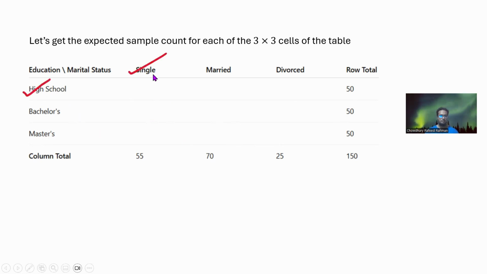Let's say for example high school and single. So we are going to get 50 and 55 right here, multiply them together and divide by 150. Very typical thing. I think we all know how this is being done, and this will give us the expected value. Same thing will go here.